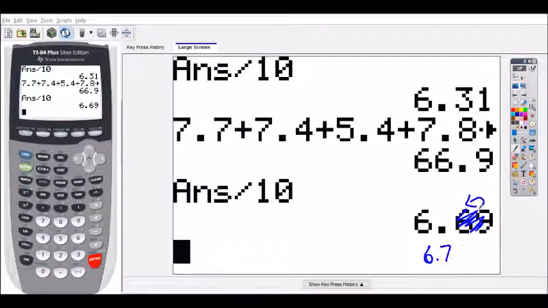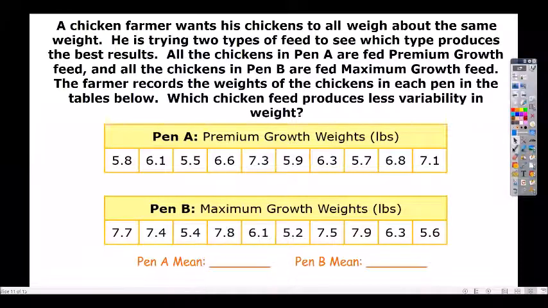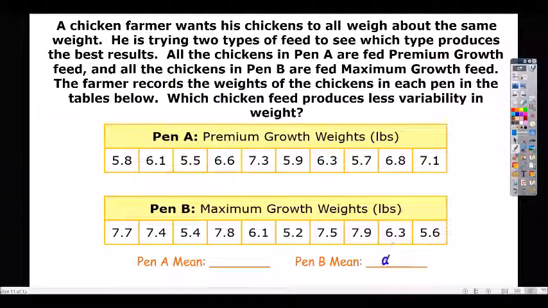6.7 for our mean. So to review, going back to our slide, we're going to have 6.7 as the mean for pin B, and 6.3 for pin A.